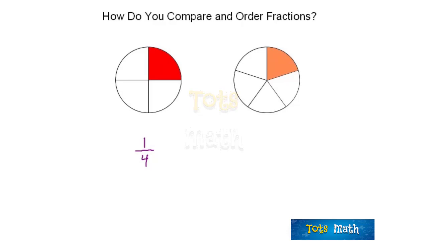The circle on the right is divided into 5 equal sections. So the denominator is 5. One of those sections is shaded. So the numerator is 1. So this circle is showing us the fraction 1/5. You'll notice that this time the denominators are different, but the numerators are the same. In fact, the numerator in each fraction is 1. And we call that a unit fraction.